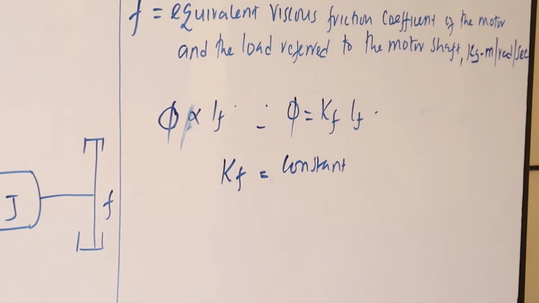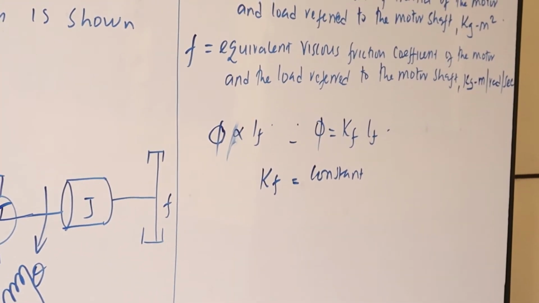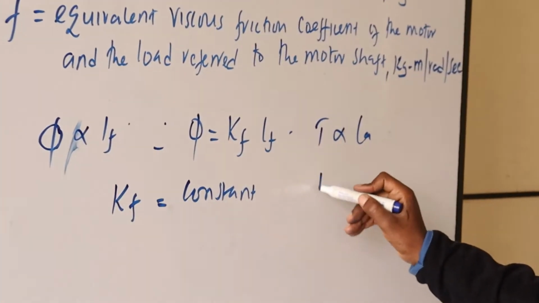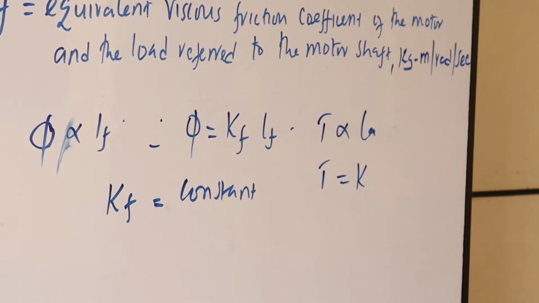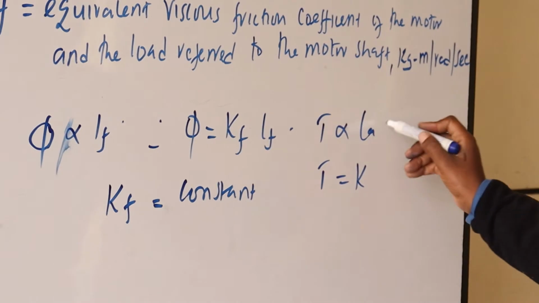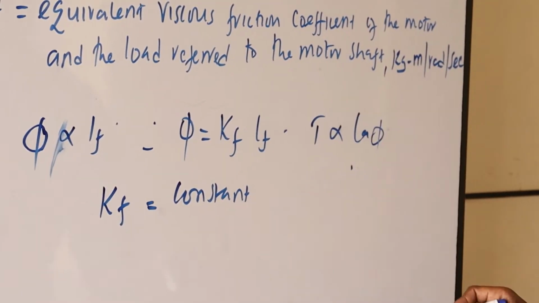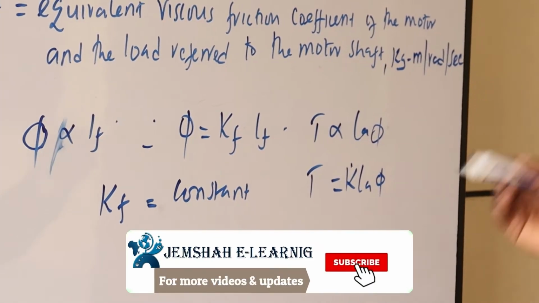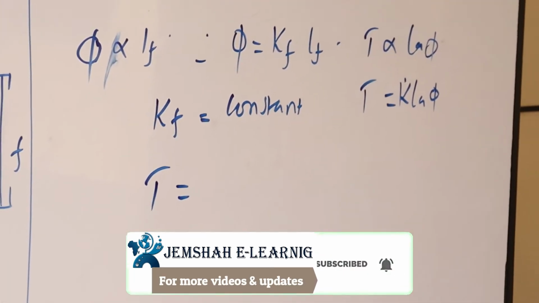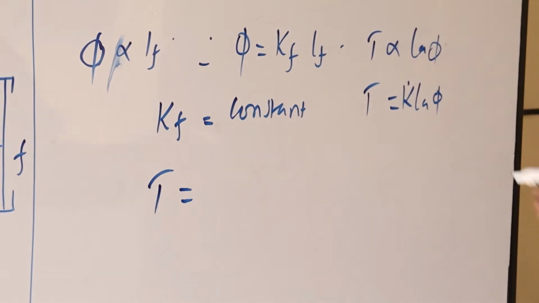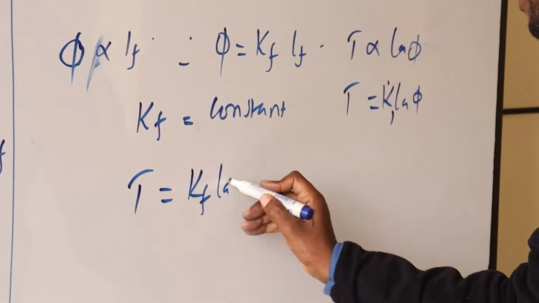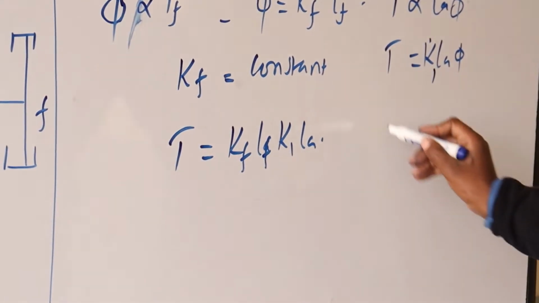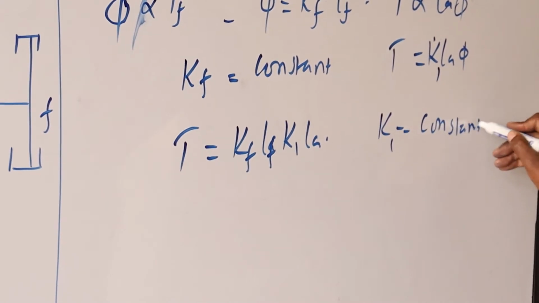In the first expression, we say that the torque is directly proportional to Ia and the air gap flux phi, which means T equals K Ia phi. Since we know what phi is, we can say that torque equals K Kf If Ia. You can call K Kf If simply K1, so T equals K1 Ia. Here K1 is also a constant.